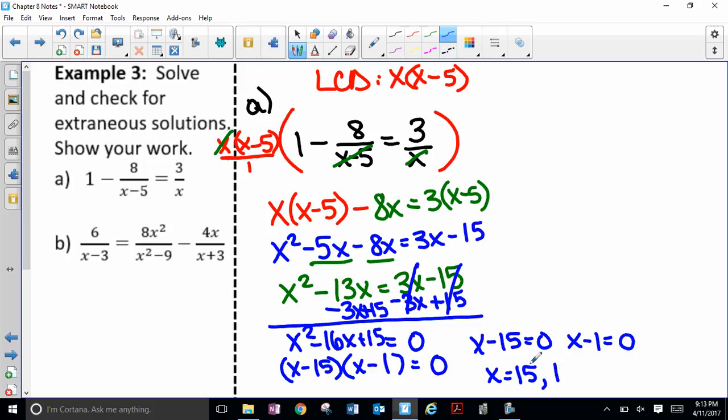So this time I'm pretty confident that these are right, so I'm just going to check. If I plug 15 in here, 15 minus 5 is 10, so I'm okay. And 15, so no zeros in the denominator, so I keep 15. If I plug 1 in, 1 minus 5 is negative 4, I'm good. Plug in 1 there, I'm good. So both answers stick around. They're both correct.